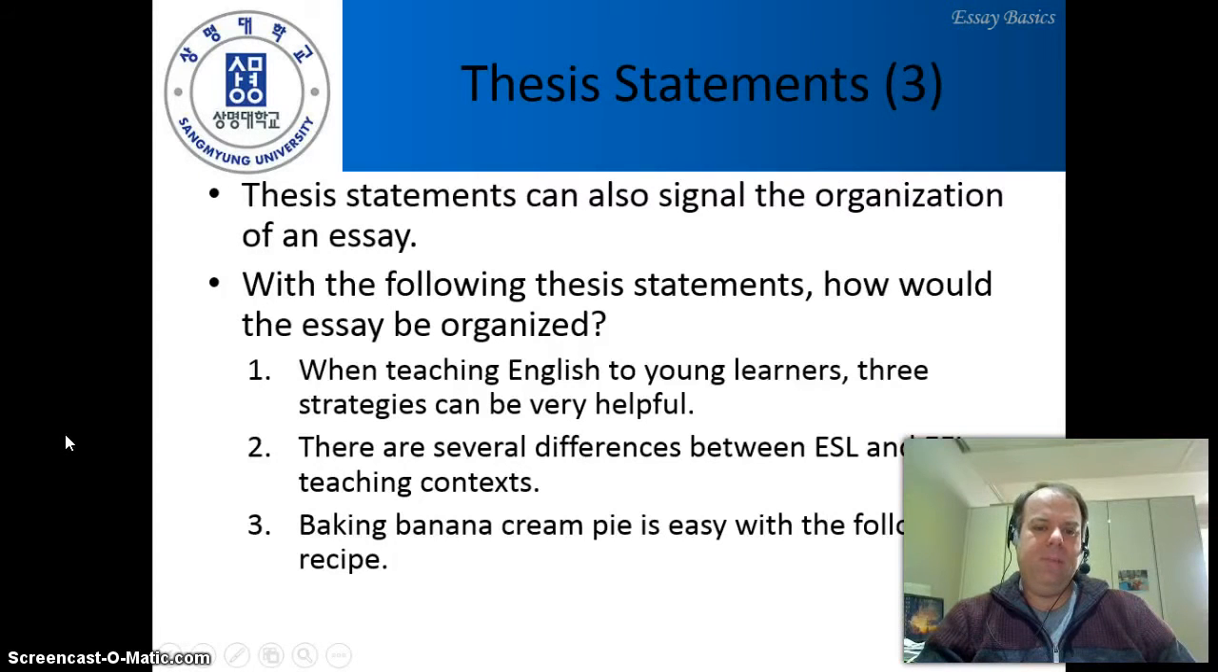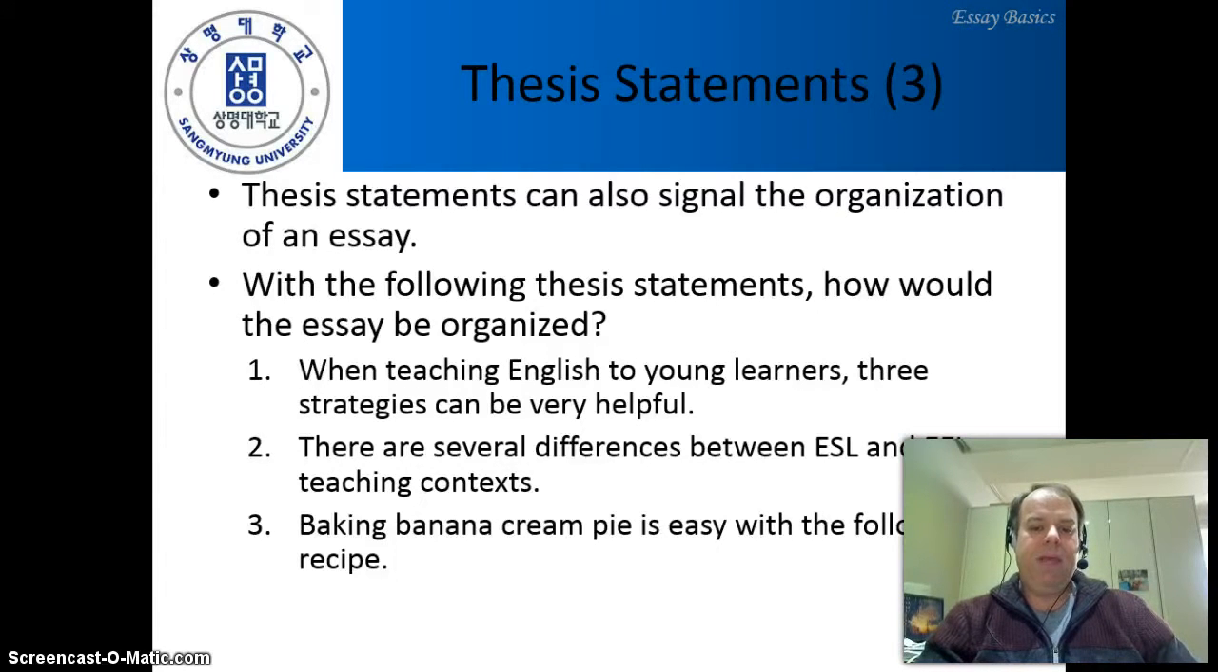So let's take a look here. When teaching English to young learners, 3 strategies can be very helpful. Now this one's pretty simple, so the organization of this essay is probably just going to be 3 body paragraphs describing 3 helpful strategies and maybe why they're helpful. In the second one, there are several differences between ESL and EFL teaching contexts. Well, not only are we going to be looking at 3 differences, but also you know that this is probably going to be some kind of compare and contrast essay, because you're looking at the differences between 2 things.